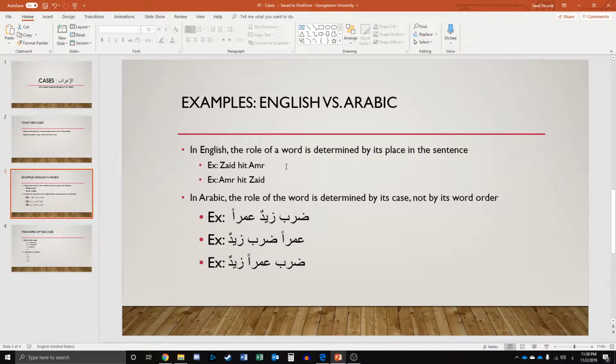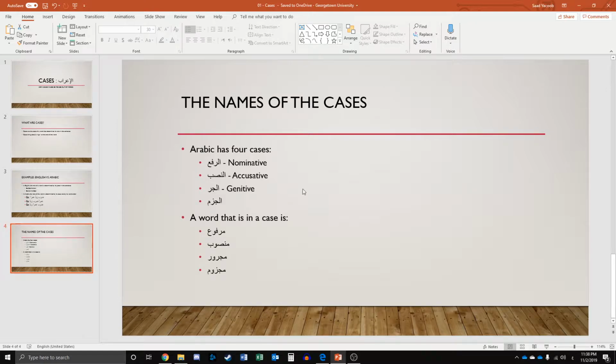Zayd hit Amr in English is decided by word order, in Arabic by ضرب زيد عمرا. Amran ضرب زيد, ضرب عمرا زيد, all mean the same thing. Zayd's doing the hitting, Amr's the one being hit. And the four cases are al-rafa', al-nasb, al-jar, al-jazm, and the words in those cases are marfu', mansub, majroor, majzoom. Alright? And I'll see you next time.